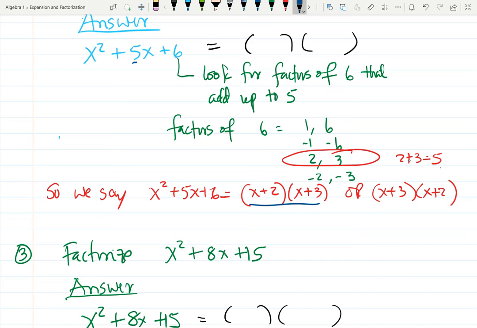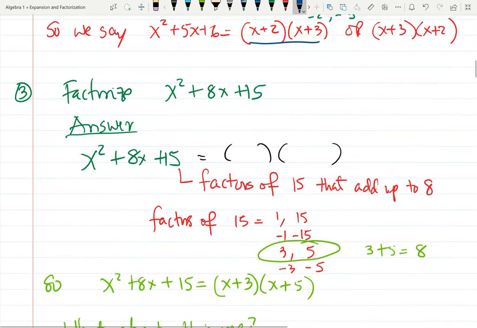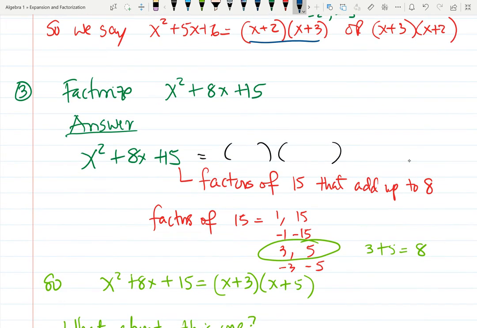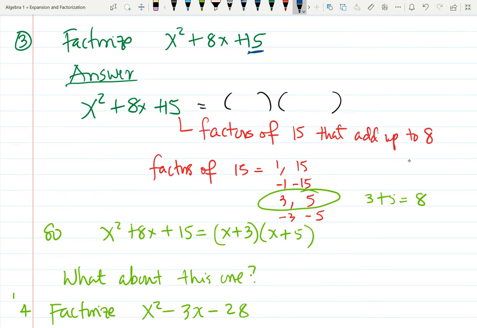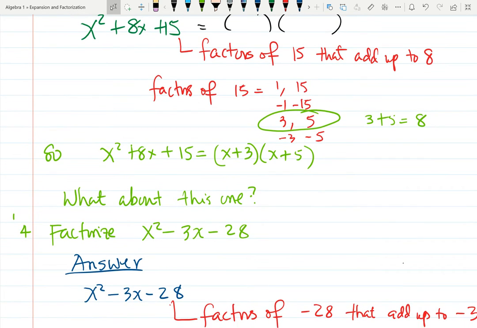It doesn't matter which one you write first. It could be x plus 3 times x plus 2. For another example, we have: factorize x squared plus 8x plus 15. What are we going to do? We look for the factors of 15 that will also add up to 8. So let's list some factors of 15: 1, 15, and so on. We see that 3 and 5 are the only two that add up to 8. So this is the same as x plus 3 times x plus 5.